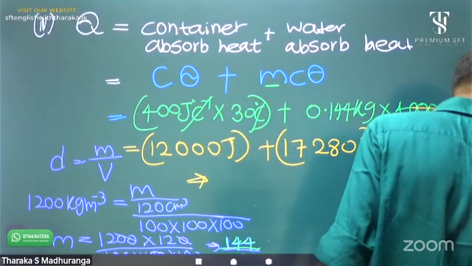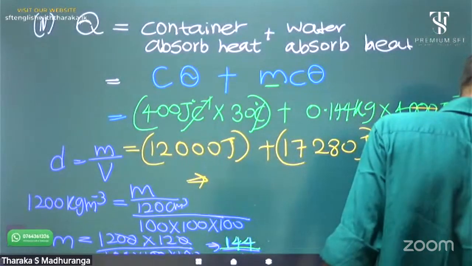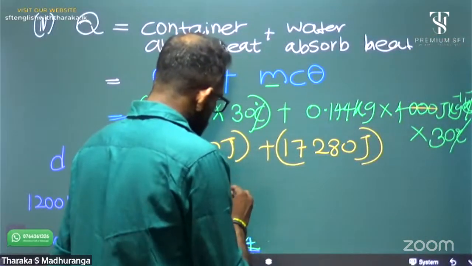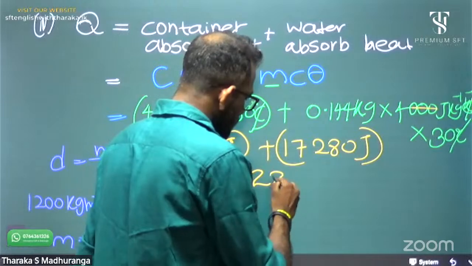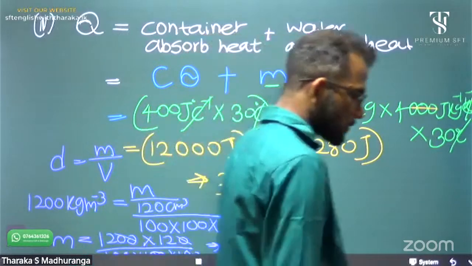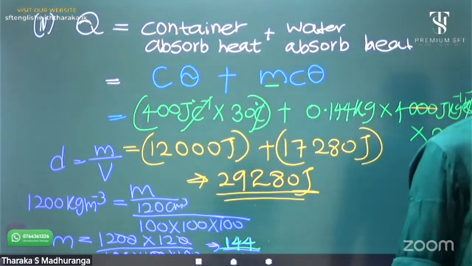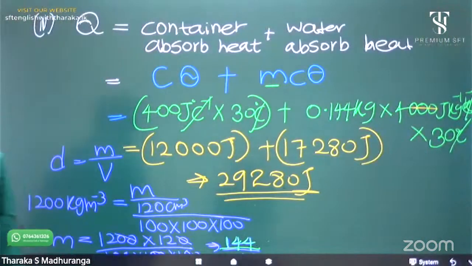Then the final total amount of heat absorbed: 12,000 plus 17,280 is 29,280 joules. Very important questions. Any doubt up to now? Clearly note down these calculations. They are very important.